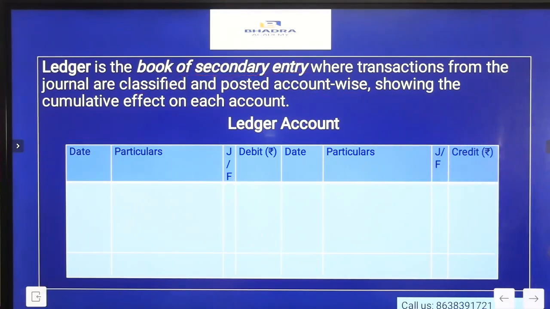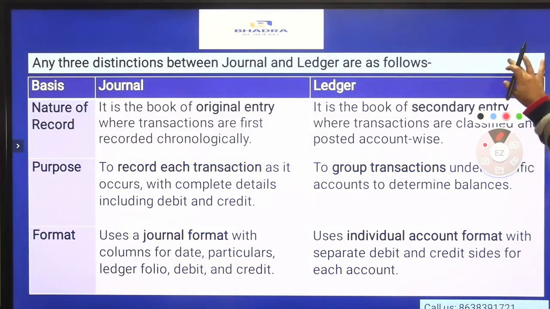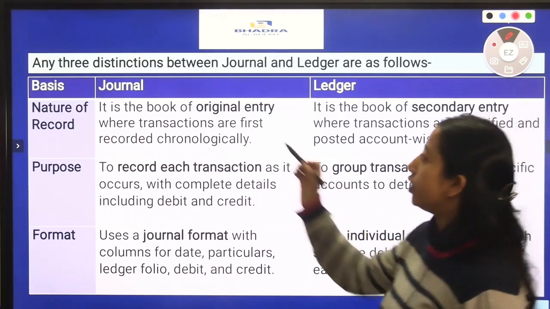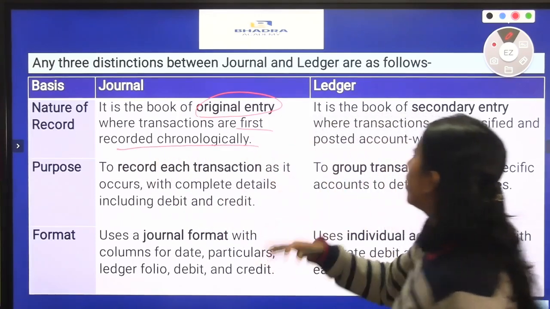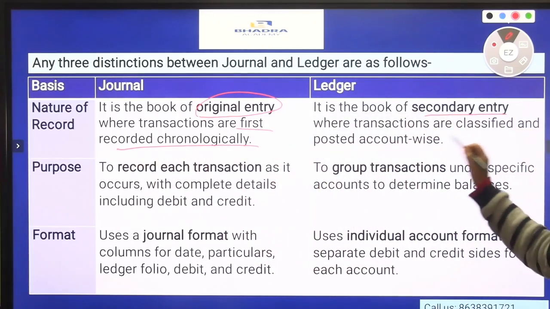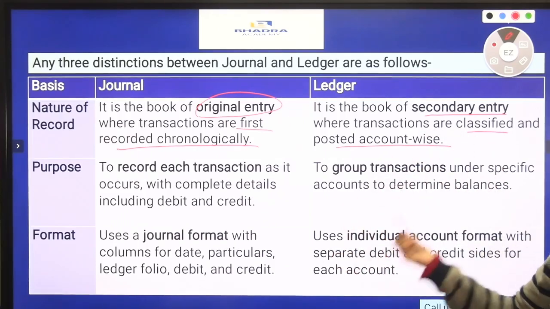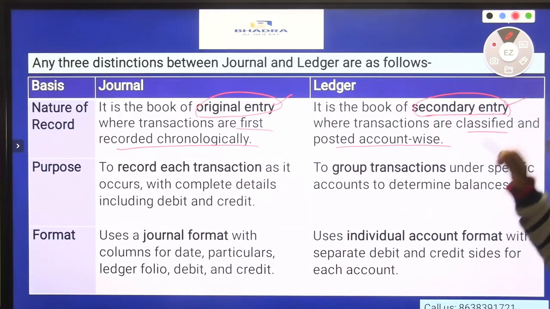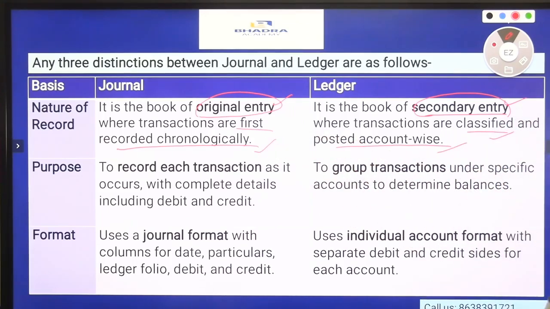So now we move to the three differences between the journal and a ledger. The first basis of difference is the nature of record. In journal, we call it a book of original entry where transactions are first recorded chronologically. In case of a ledger, it is a book of secondary entry where transactions are classified and posted account-wise. So the basic difference is journal is a book of original entry, ledger is a book of secondary entry, and in journal we record the transactions chronologically. In ledger we classify them and post them account-wise.